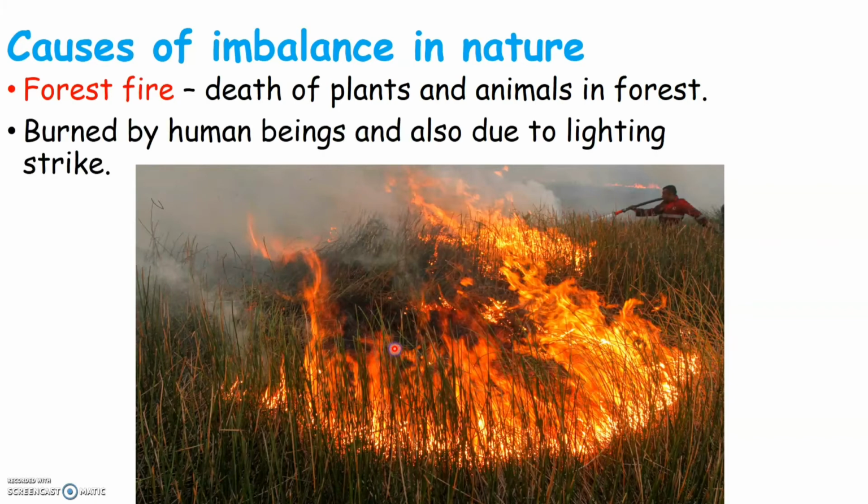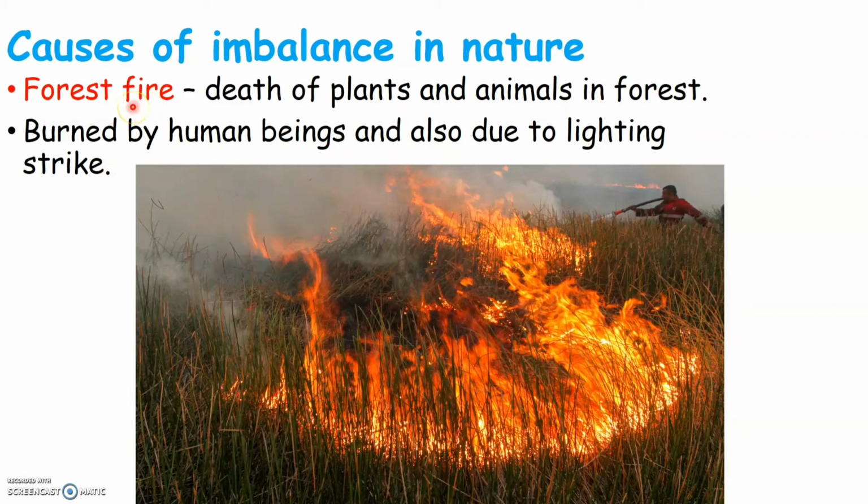That is either by we human beings burning the forest, or it can also be by a natural method, that is due to the lightning strike. So we human beings, we burn forest especially to get land for farming and also to build houses or to put up factories. So burning of these forests by human beings can lead to forest fire, and also lightning strike or a spark of lightning can also lead to forest fire.